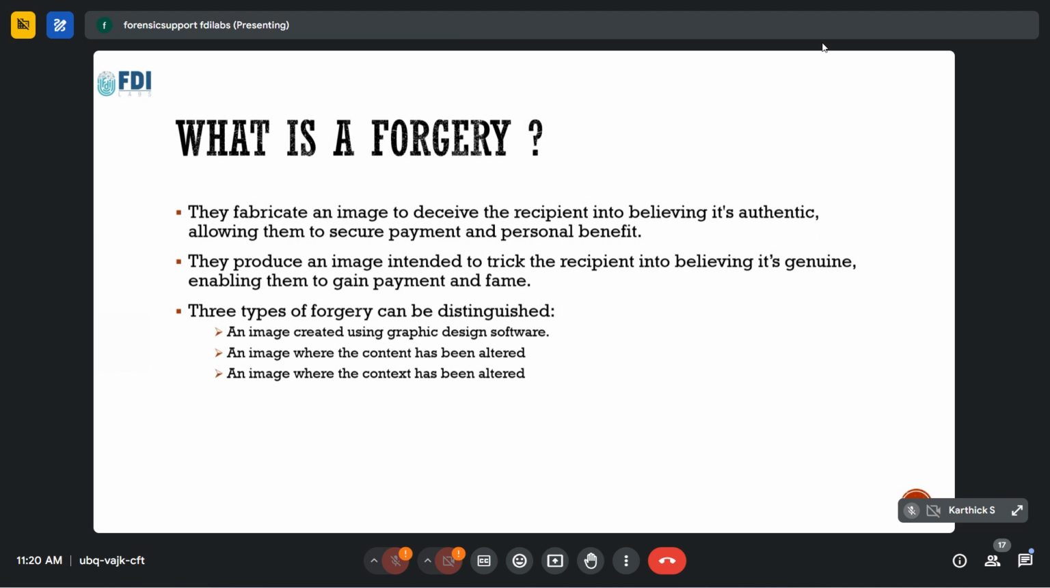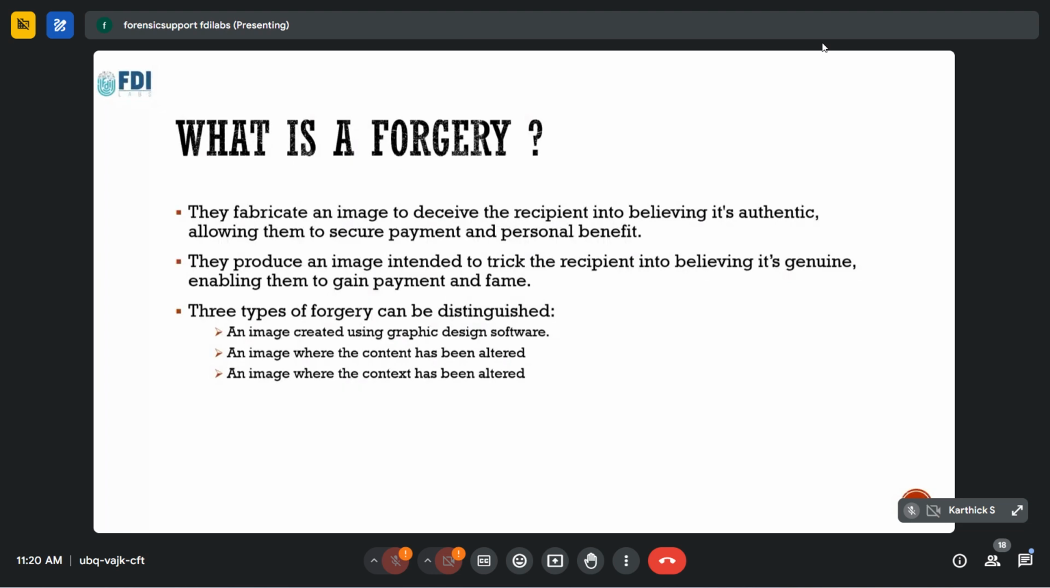And we also read that they fabricate an image to deceive the recipient. The suspect tampers the image, fabricating it to deceive the recipient into believing it's authentic, allowing them to secure payment and personal benefit. So what is the purpose of deceiving the victim, what type of tampering are they doing, and what is the purpose of doing it?